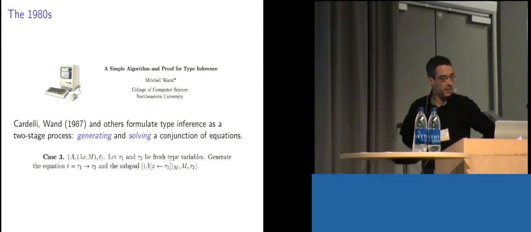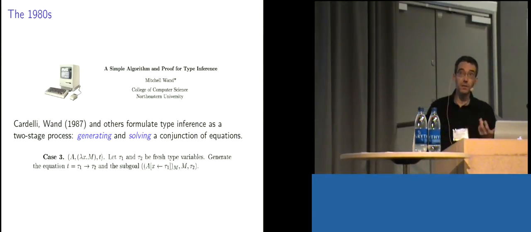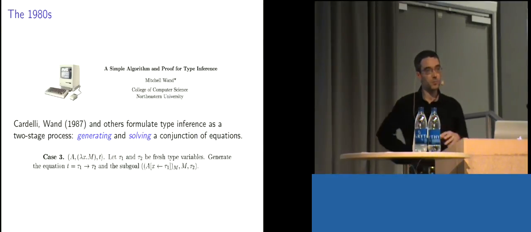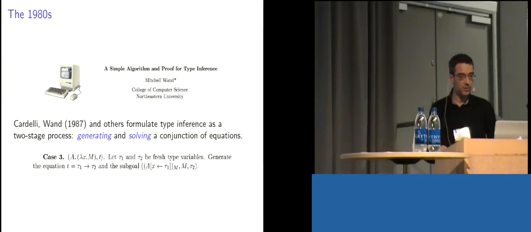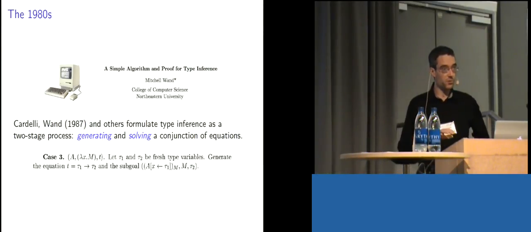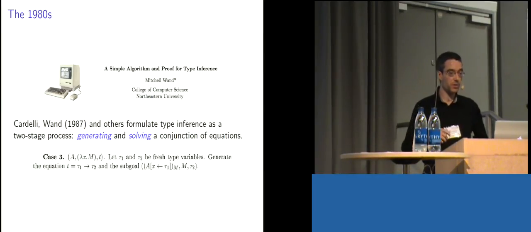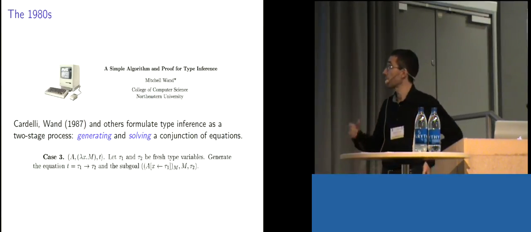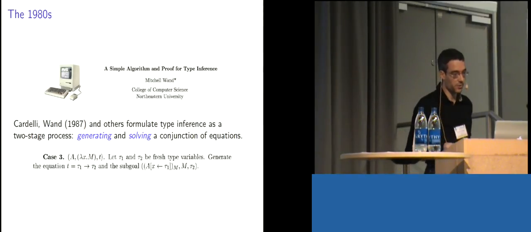In particular, Cardelli and Wand explained, or tried to explain, type inference as a two-stage process. They said, look, it's all very simple, really. It's just solving systems of equations between types. So this can be done in two phases. First, you generate your system of equations, your conjunction of equations. I'm going to call that a constraint. And then in a second stage, you solve the constraint.